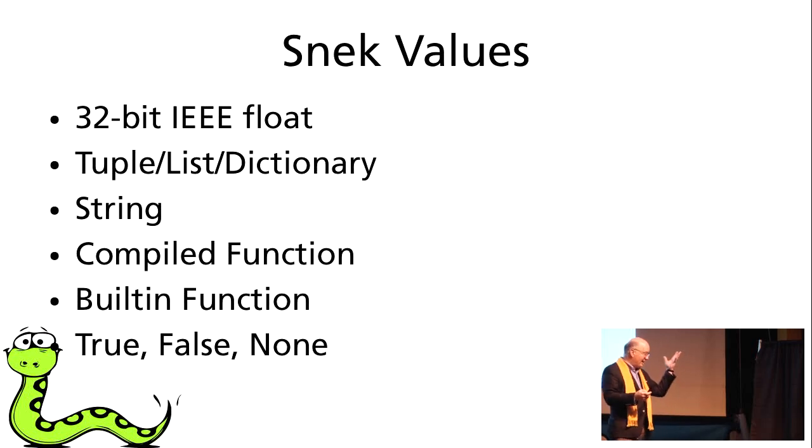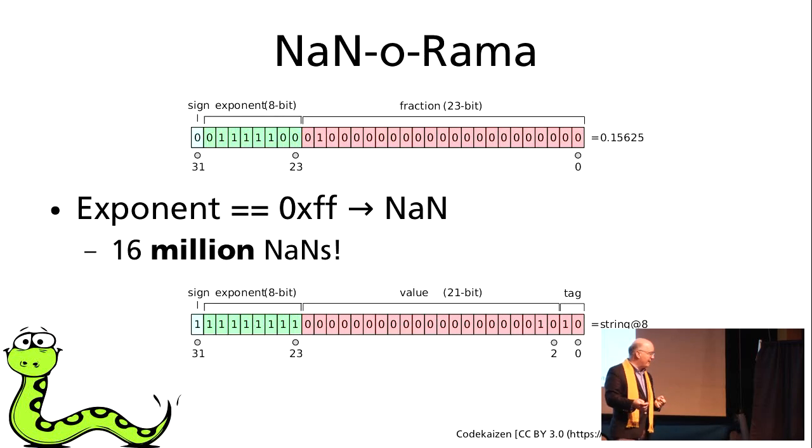Snek has a few data types. It has 32-bit floats. It does not have integers. How many of you have worked in a language with no integers? Yeah. JavaScript? Basic? Yeah, Basic didn't have integers. It has one data type that I use to represent all of the basic collective types in Python: tuples, lists, and dictionaries. I have strings, and then I have compiled functions, the byte-coded functions, and then I have built-in functions. Then I have a couple of constant values.